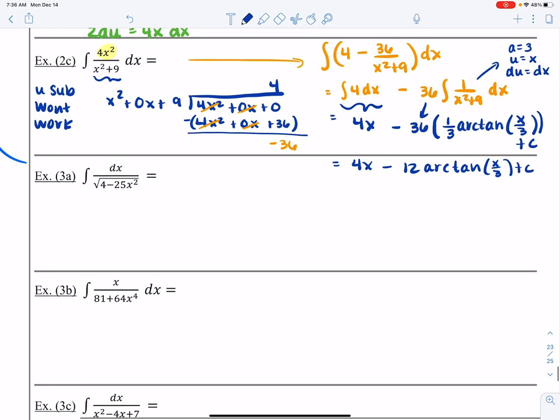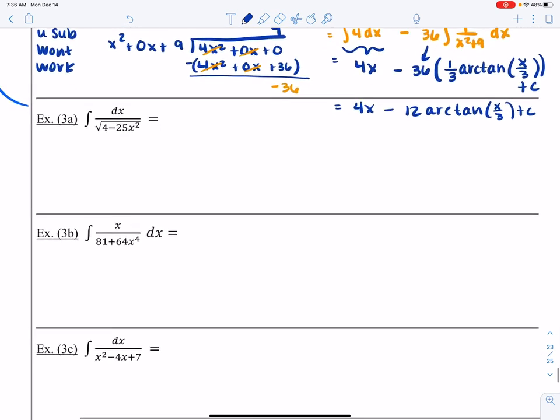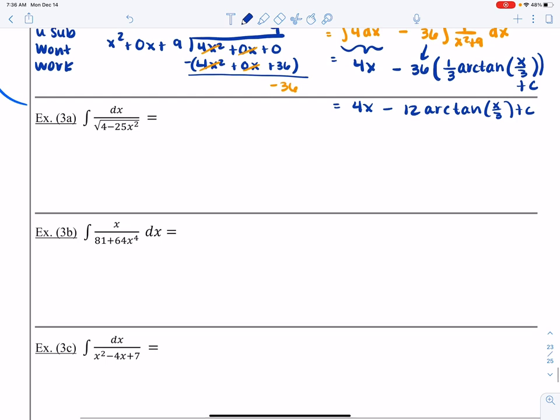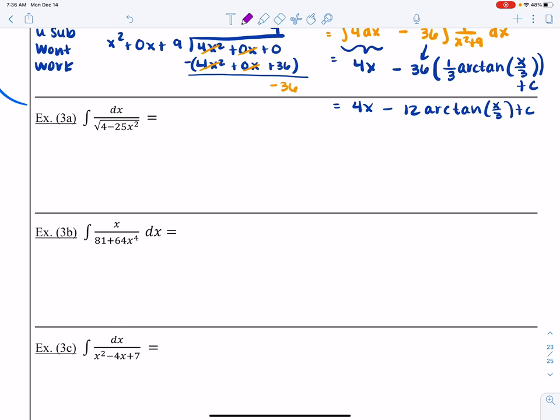Now, sometimes it's not going to be so simple as du being just dx, and there's a method behind my madness as to why I've been writing that. So if I look at example 3a, it becomes pretty easy to see that the number being squared here is 2.